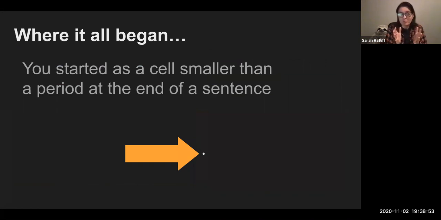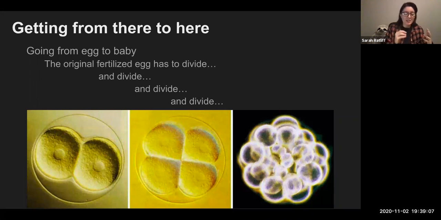So you started as this teeny little itty bitty thing, smaller than the period at the end of a sentence, like microscopic, can't see it with the naked eye. And you went from this itty bitty tiny microscopic thing to where you are right now through division. So we go from this egg that's been fertilized by a sperm, it has to start growing. So it's going to do something called dividing. It's going to divide and divide and divide and divide and divide. And it's going to make more and more cells until it gets big enough to become a human, in our case. Dogs, platypuses, horses, snakes, all sorts of living animals and plants do this sort of division.